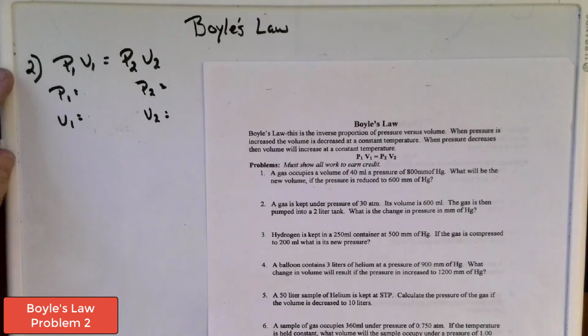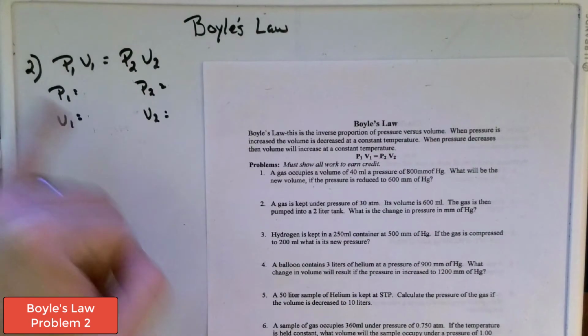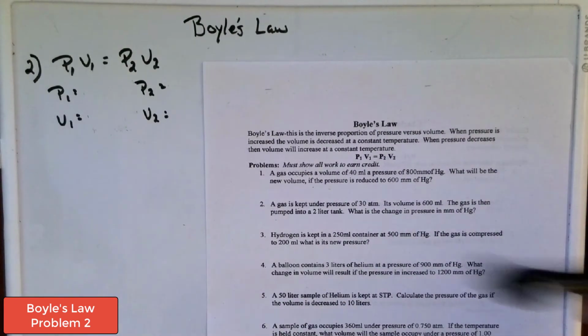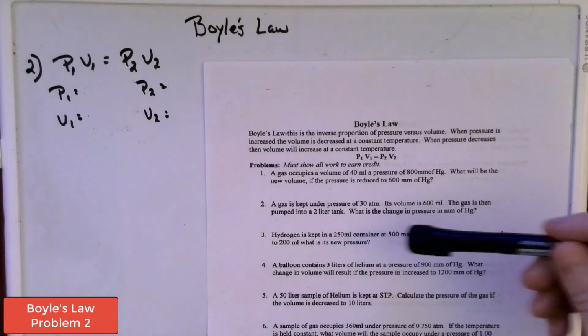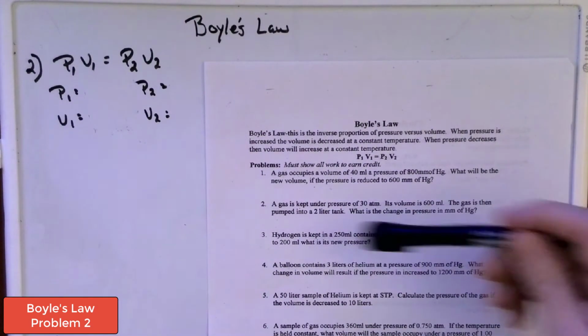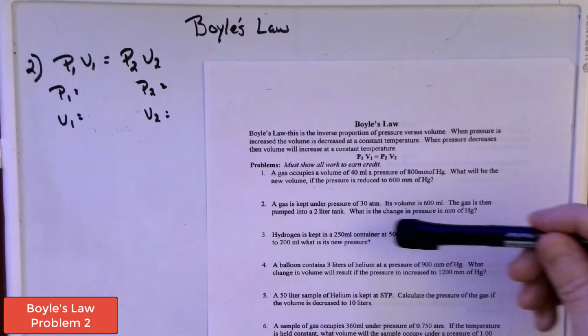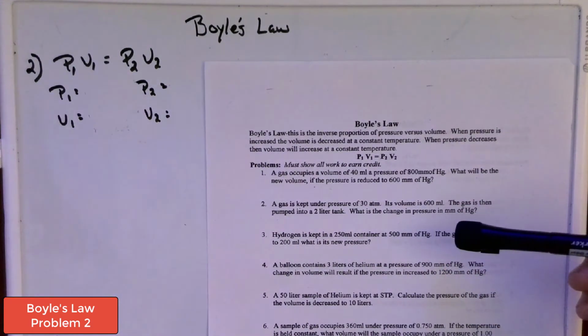Now let's take a look at the second question for Boyle's law. I already have the same setup. I know it's Boyle's law, so I'm going to continue to use the same formulas as well as the same variables. Here, a gas is kept under a pressure of 30 atmospheres. Its volume is 600 milliliters. The gas is then pumped into a 2-liter tank. What is the change in pressure in millimeters of mercury?